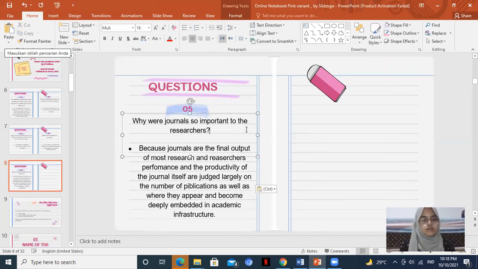Because journals are the final output of most research, and researchers' performance and productivity are judged largely on the number of publications as well as where they appear, journals become deeply embedded in academic infrastructure.